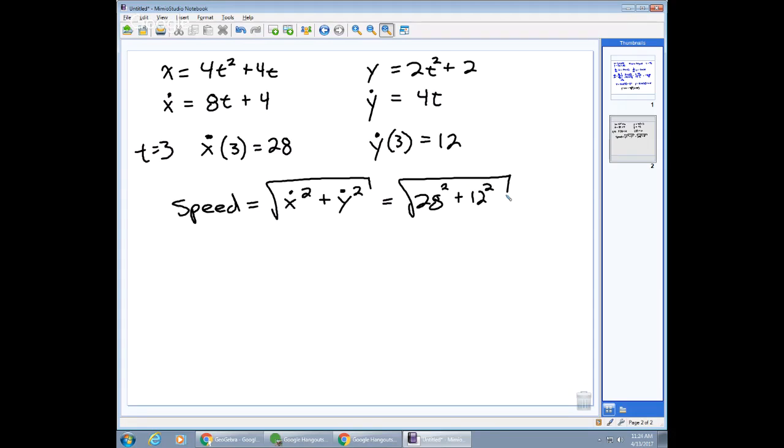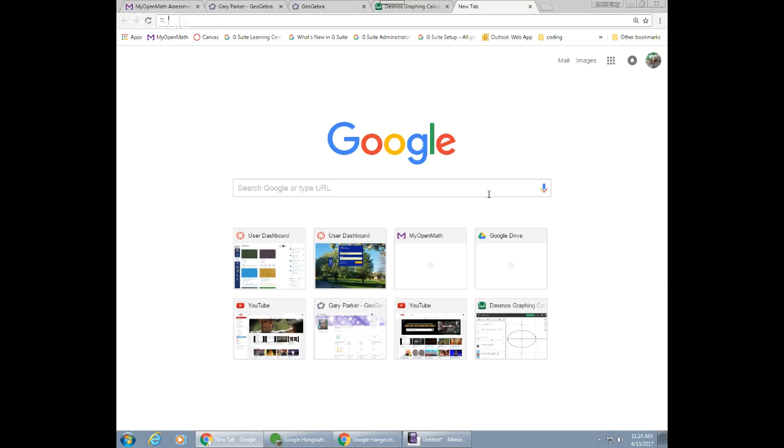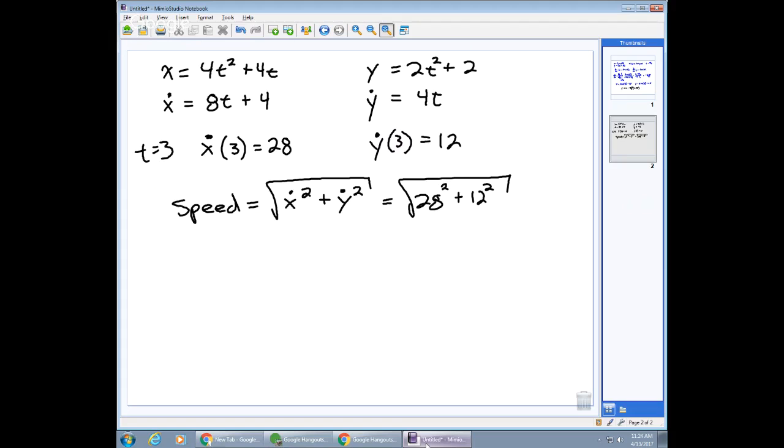And were we asked for exact? Generally on these problems, if it doesn't say exact, then an approximation is okay. But I'm not sure about that. Usually that's true. So cleaning that up, what do we get? 28 squared plus 12 squared is 928. So we want the square root of 928.